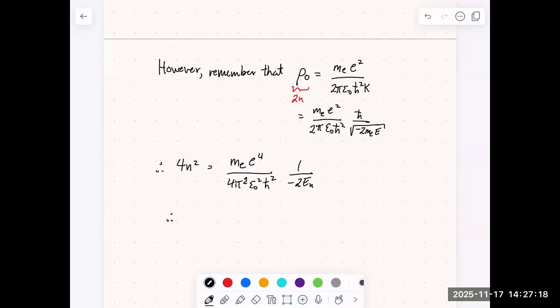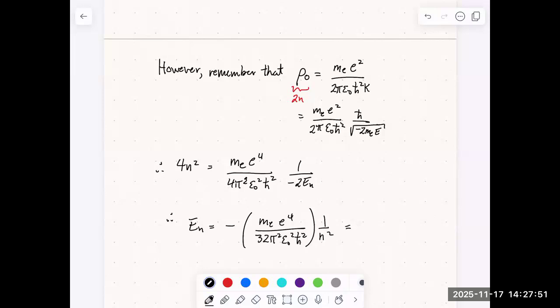So therefore, En is equal to, so all I do is multiply over here, divide by the 4n squared, and what do we get? We get minus me e to the 4th. Let's see, 4 times 4 is 16, times 2 is 32. So 32 pi squared, epsilon naught squared, h bar squared, and then there's a 1 over n squared left.